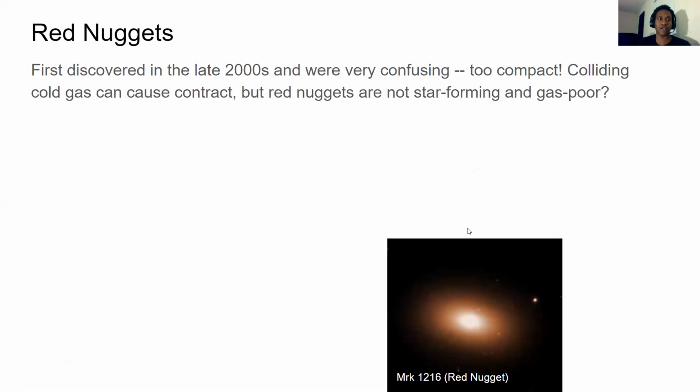So we start off with red nuggets. They were first discovered in the late 2000s, and they were pretty confusing upon discovery because they were really compact, much more compact than other galaxies of a similar mass. We know that cold colliding gas can cause loss of angular momentum and thus contraction of the galaxy, but red nuggets are really gas poor, meaning they don't have a lot of gas, and they're not star forming as a result of not having gas fuel.